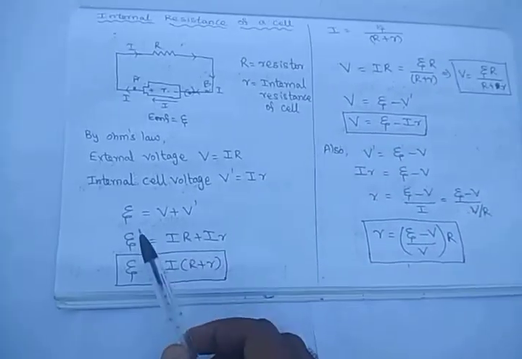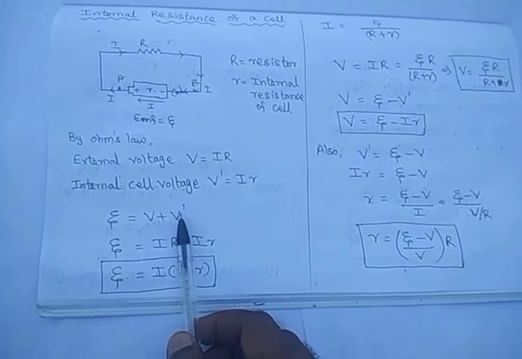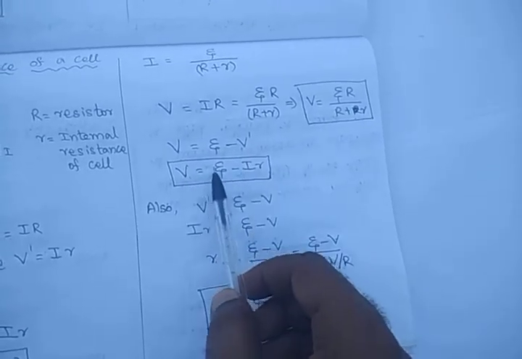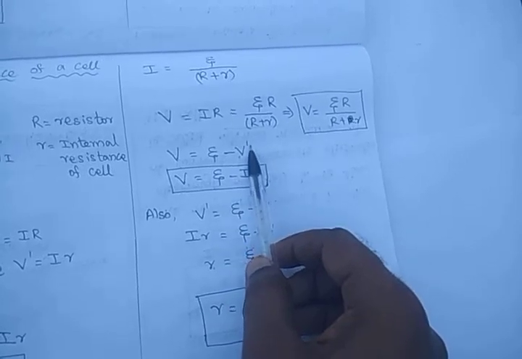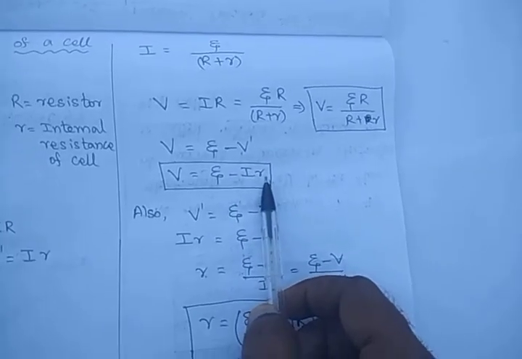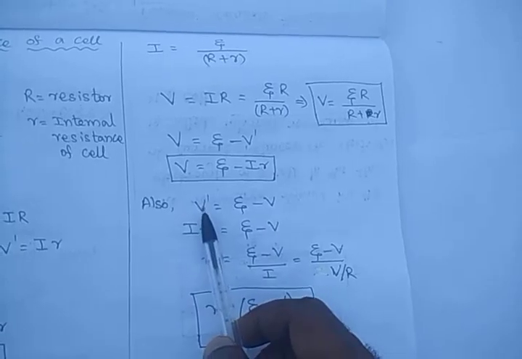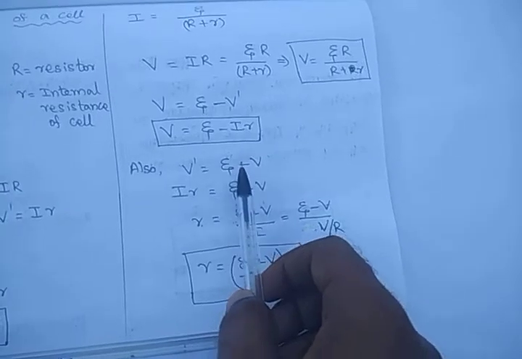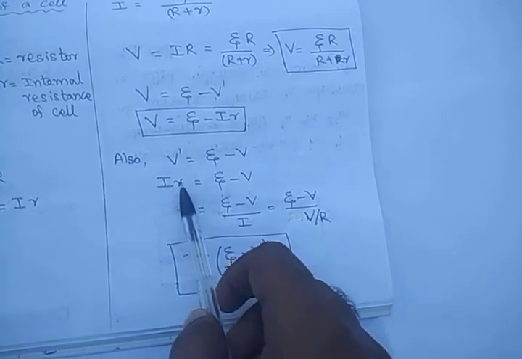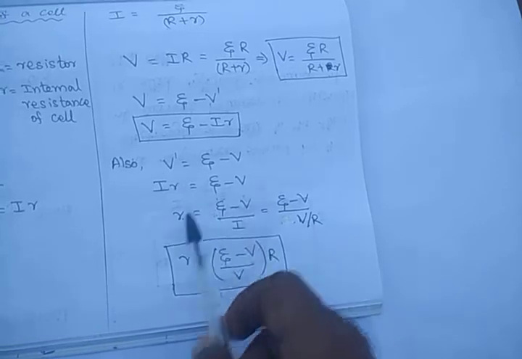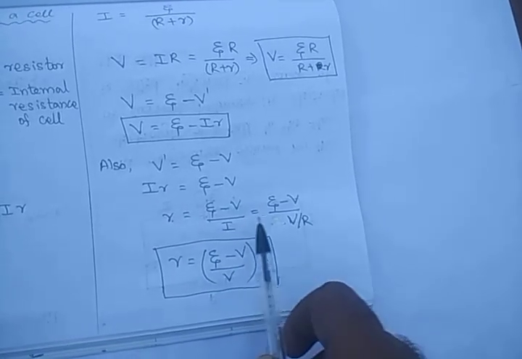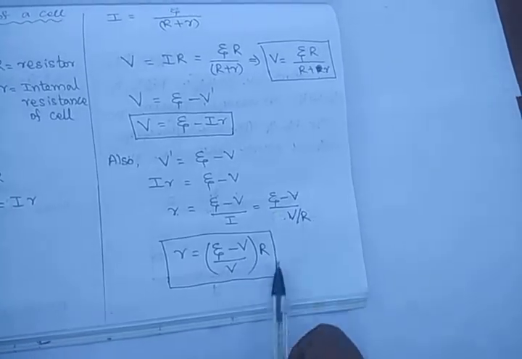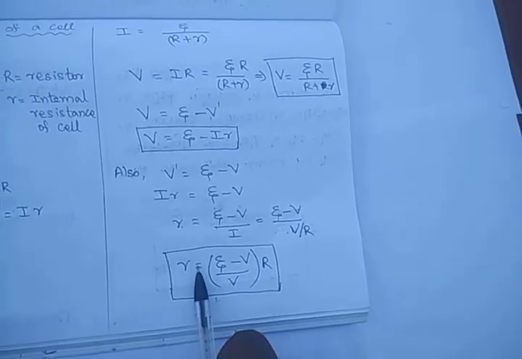Then we can write V prime so that it comes to this side, which means we get V is equal to E minus V prime. So V is equal to E minus, what is V prime? That is the internal voltage, I into the internal resistance of the cell. Also, we can write V prime as it is, and this external voltage will come to the left side. So we get I r is equal to E minus V. So I will come to the denominator, and I is equal to V by R. So if R comes to the numerator, we get the internal resistance of the cell. This is the expression for the internal resistance of the cell.